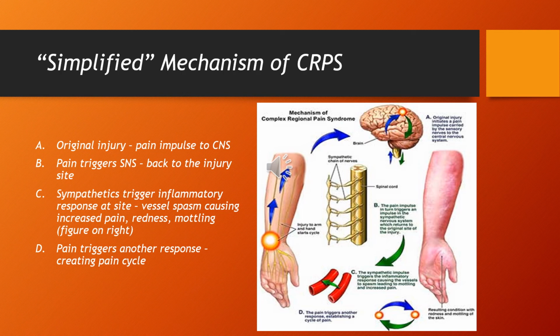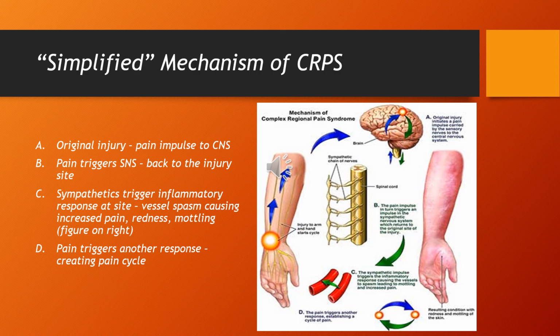Okay, let's begin with a simplified illustration of the mechanism of CRPS before we dive into it in a more distinct manner. First of all, you have an injury to the arm or hand, where the cycle begins on the left side. Then the original injury initiates a pain impulse, and it's carried by the sensory nerves to the CNS. The pain impulse in turn will then trigger an impulse in the sympathetic nervous system, which returns to the original site of the injury.